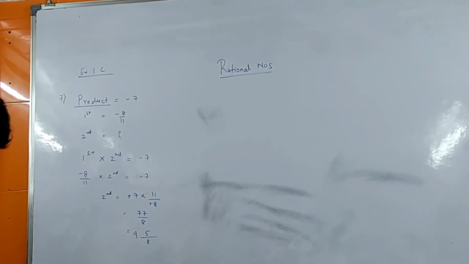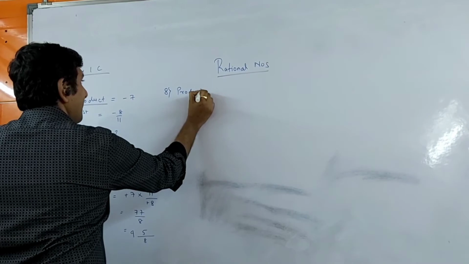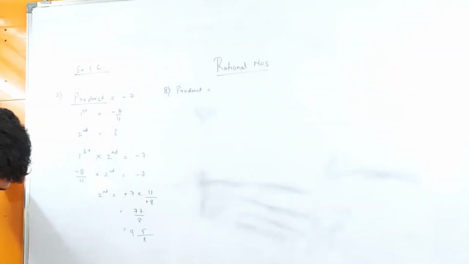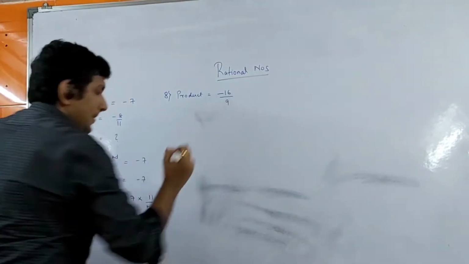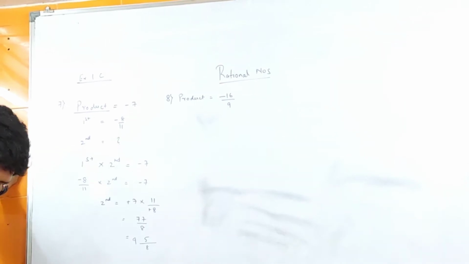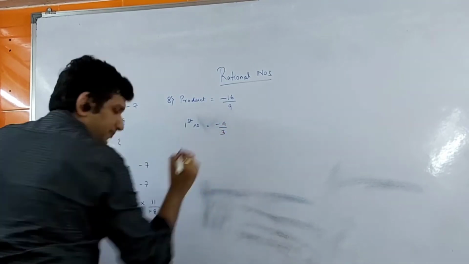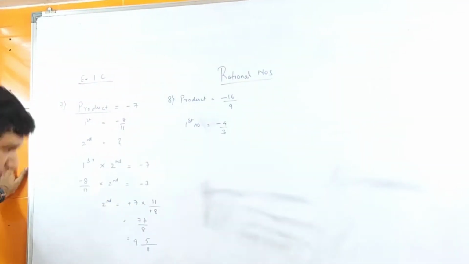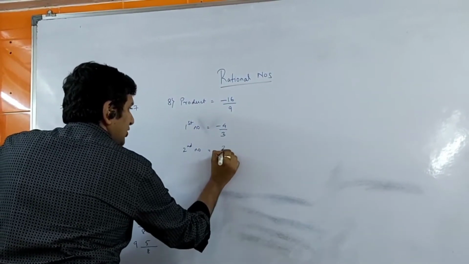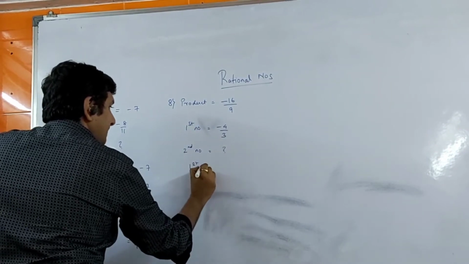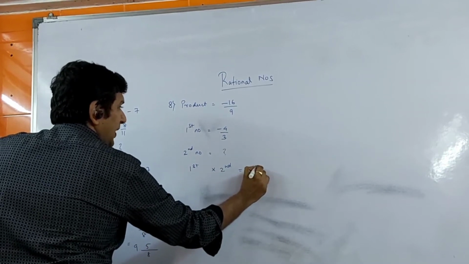Question number 8. The product of two rational numbers is minus 16 upon 9. If one of them is minus 4 upon 3, find the other. Same to same sum. So, question mark. So, what is the first number? Product means multiplication equals to the product, minus 16 upon 9.